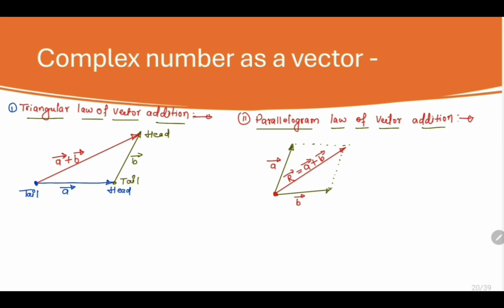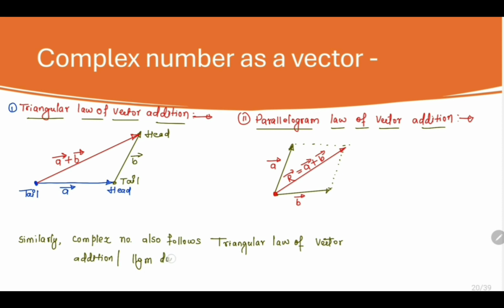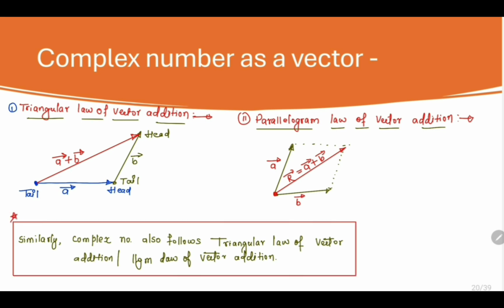So in conclusion, if we have to find the vector sum of two vectors, we have two methods. One is the triangular law of vector addition. Second is the parallelogram law of vector addition. So similarly, I can say that complex numbers also follow the triangular law of vector addition and the parallelogram law of vector addition. You need to remember this. We will see this in detail in the next slide. This is something you have to note.